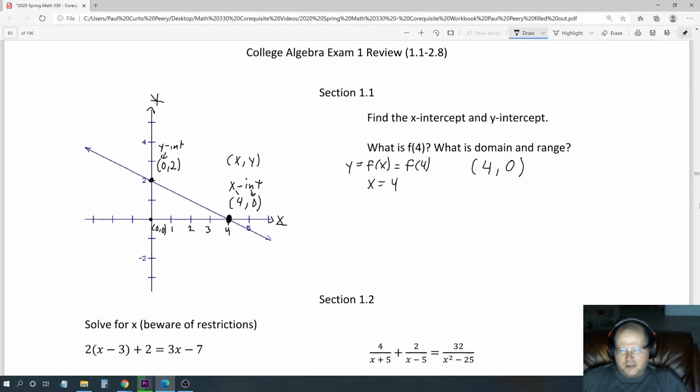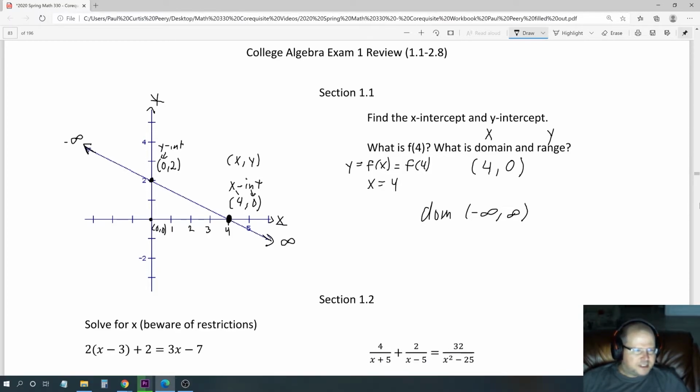Now they also ask about the domain. The domain are all the x values, and they ask about the range. The range are all the y values. So what is the domain? Well, that's all the x values, right? This little arrow over here goes off to the left forever, and this little arrow to the right goes off forever as well. There's positive infinity off to the right, there's negative infinity off to the left, and there are no holes in this function. So in this case, we would say the domain is negative infinity to infinity.